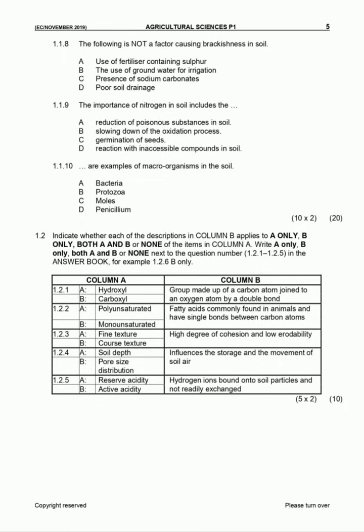Then we've got 1.1.8. The following is not a factor causing brackishness in soil. So this is also something you have done in term 2. A, use of fertilizer containing sulfur. B, the use of groundwater for irrigation. C, presence of sodium carbonates. D, poor soil drainage. So what is the correct one?